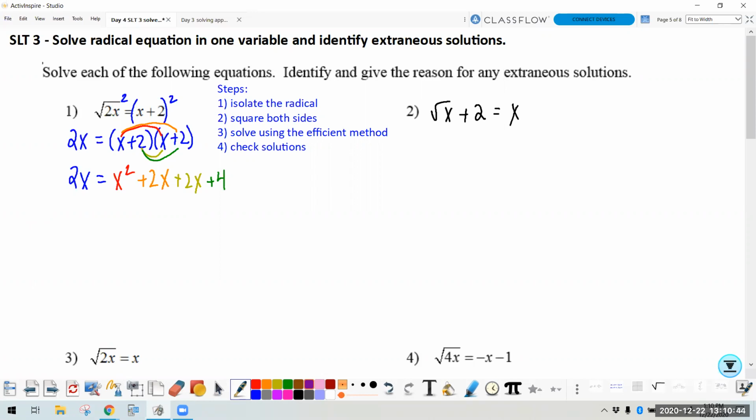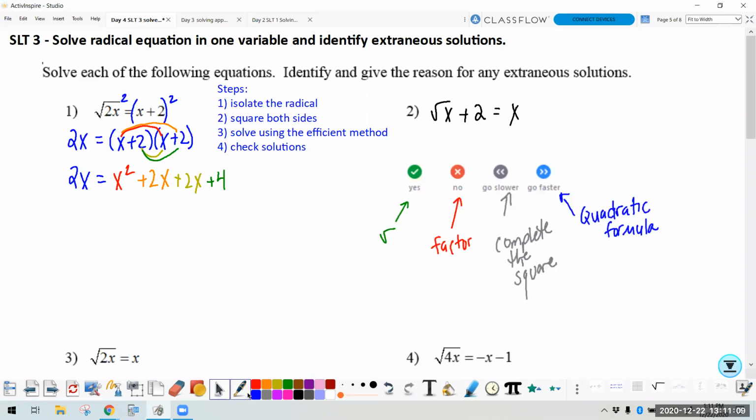And then, do you have any multiplication questions? All right, change your equation so it's in standard form. And then we're going to vote on the efficient method.